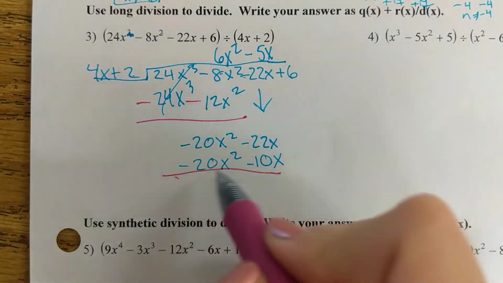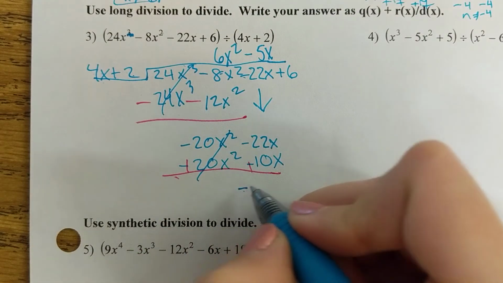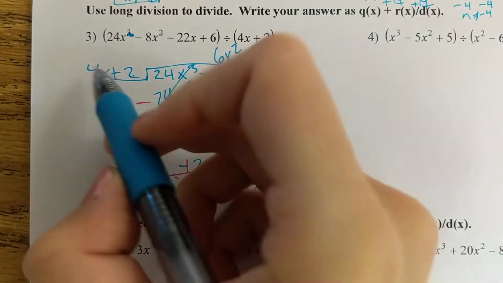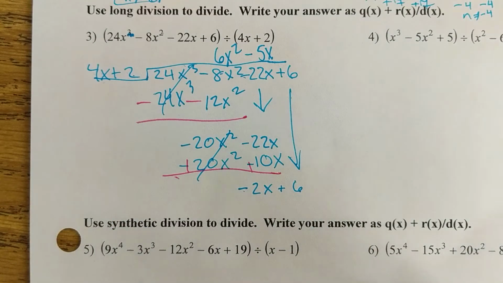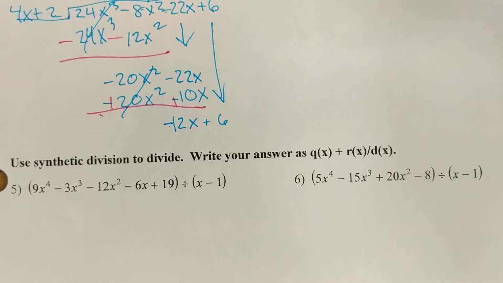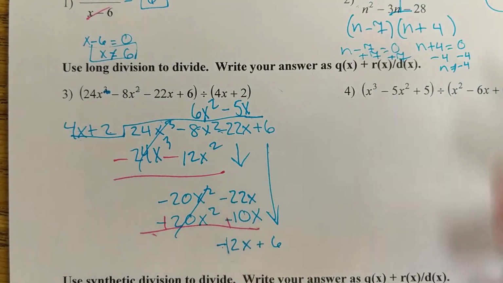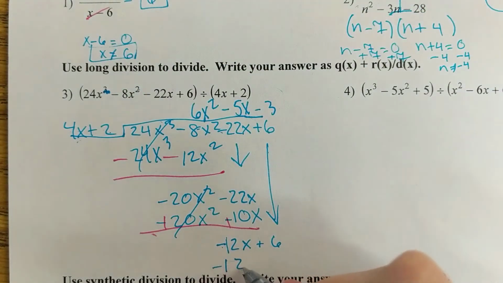Draw your line and change your signs. We have 0 and negative 2x. Drop the 6. 4x times something gives me negative 2x. That would be a negative 12, not a negative 2. Totally forgot about the other 10. Okay, 4x times something gives me negative 12x. That would be negative 3x. 4x times negative 3 is negative 12x. 2 times negative 3 is negative 6.